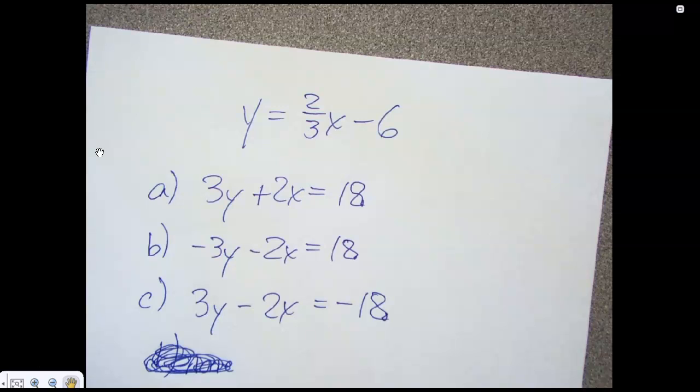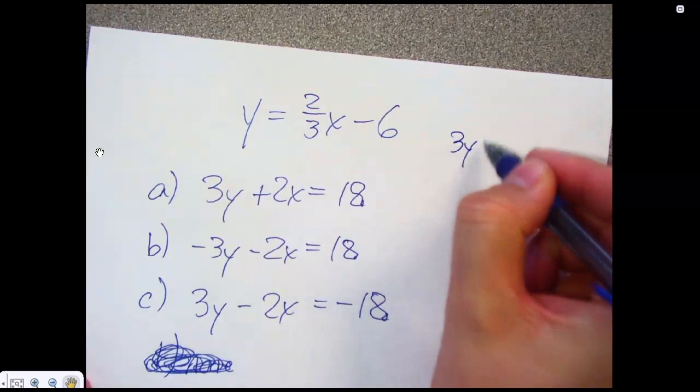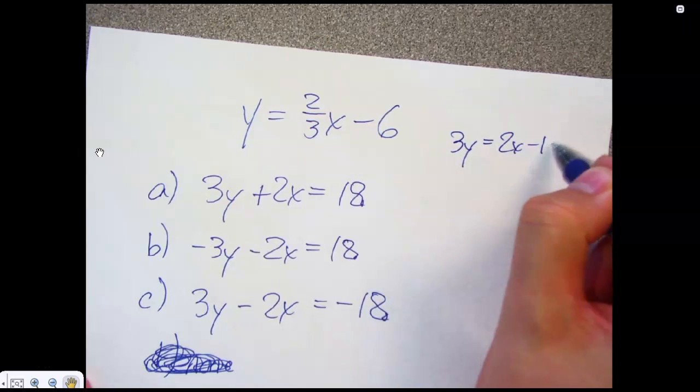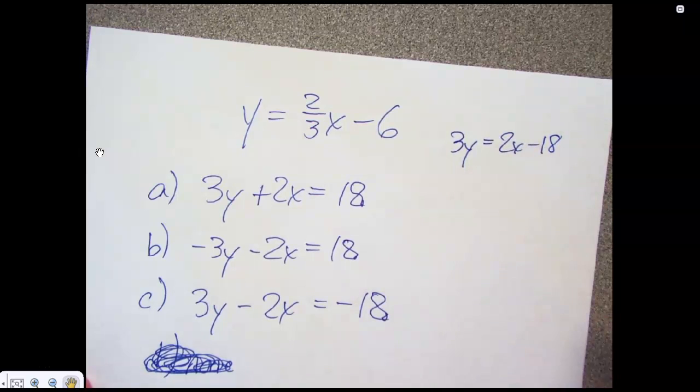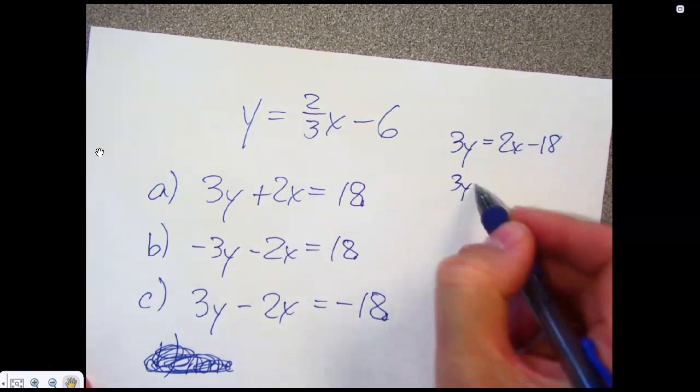So which one of those is it? So I'll triple everything. 3y equals 2x minus 18. Bring the 2x over.